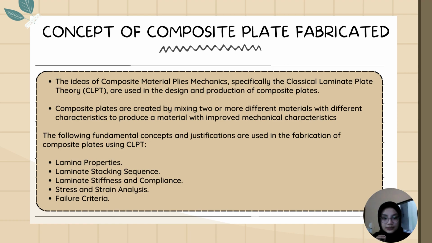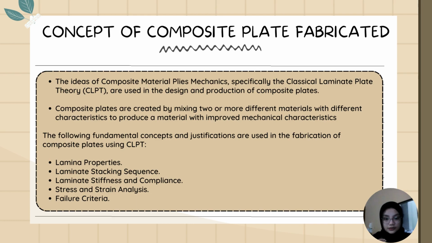So the classical laminate plate theory calculates stresses and strains within a composite plate under various loading conditions. And lastly, it is failure criteria. So failure: matrix cracking, delamination, and interfacial debonding are all possible failure modes for a composite plate.